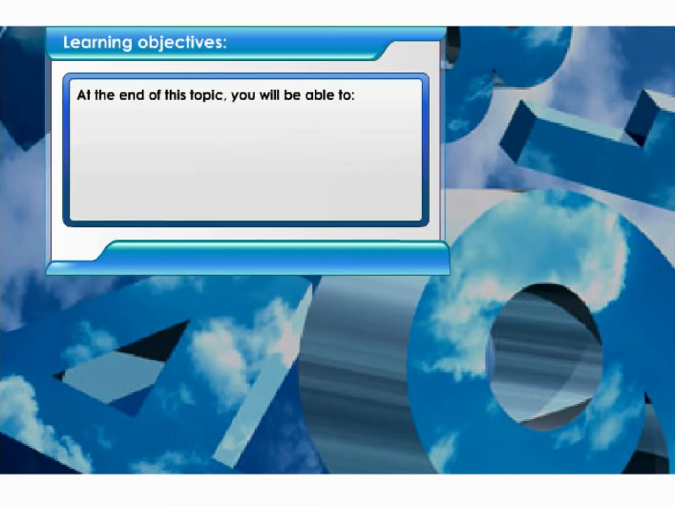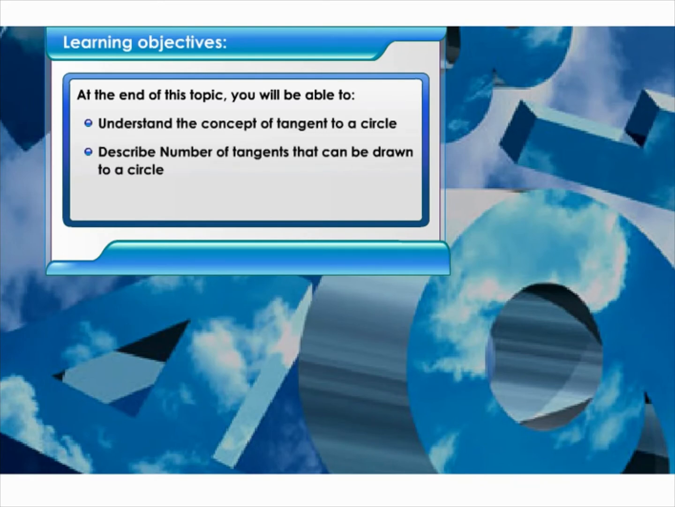Learning objectives. At the end of this topic, you will be able to understand the concept of tangent to a circle, describe the number of tangents that can be drawn to a circle, and evaluate problems based on tangents to a circle.